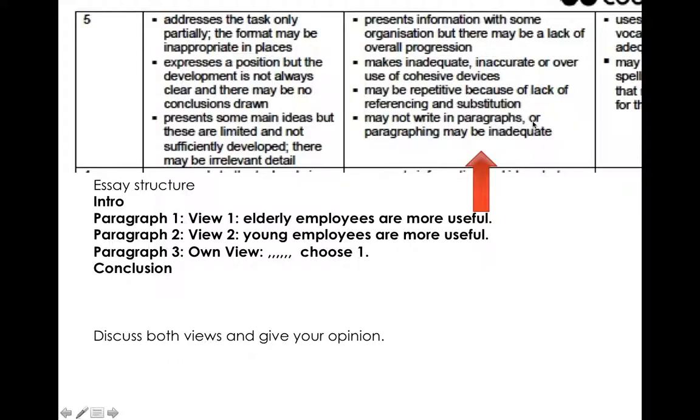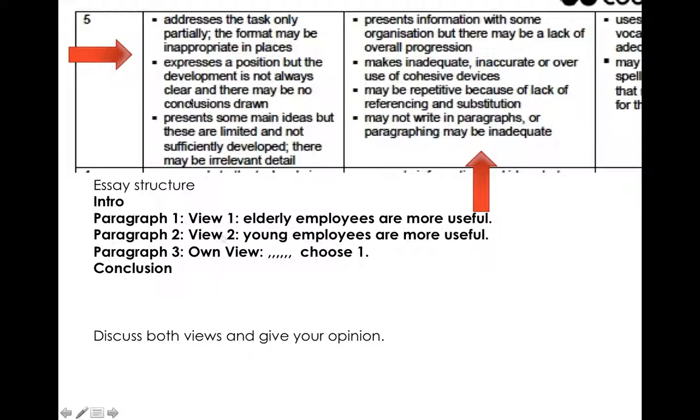That means not enough. Now, key word here is paragraphs. They want you to write in paragraphs, and with our plan, we've organized our paragraphs. So we're going to talk about 1, 2, and 3, right? And then addresses the task only partially. The format may be inappropriate in places. Okay, so this means the task is this. And you have many types of essays with different topics that you can talk about this. Okay?